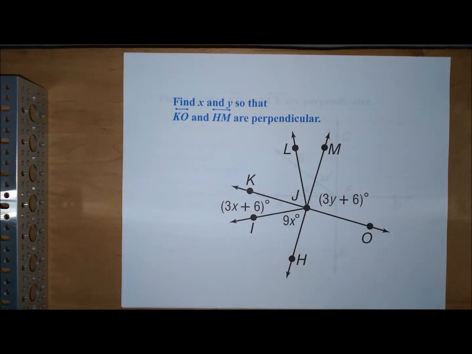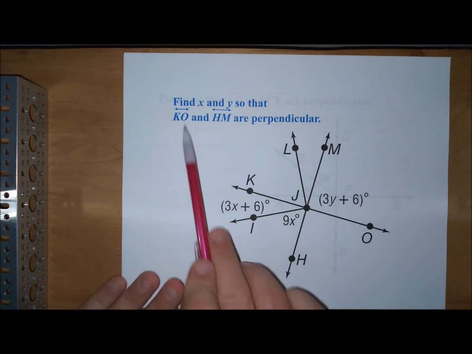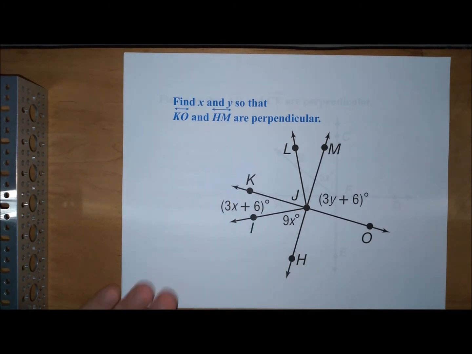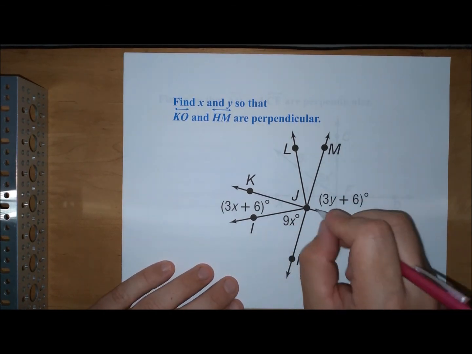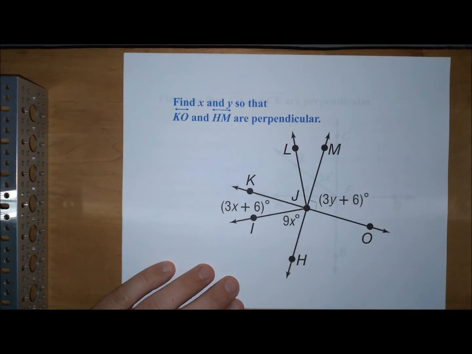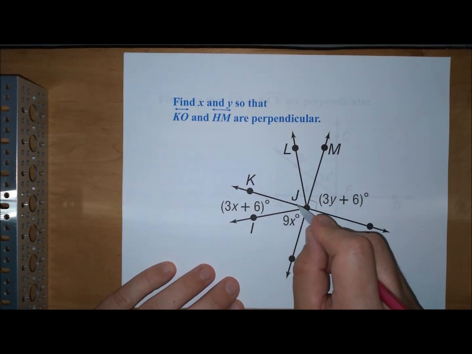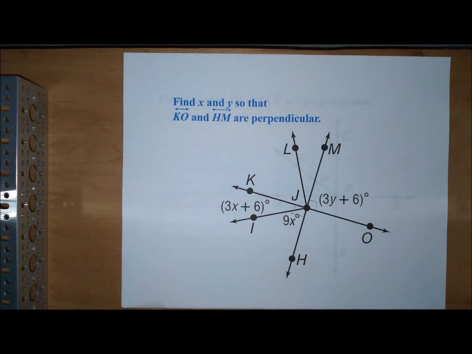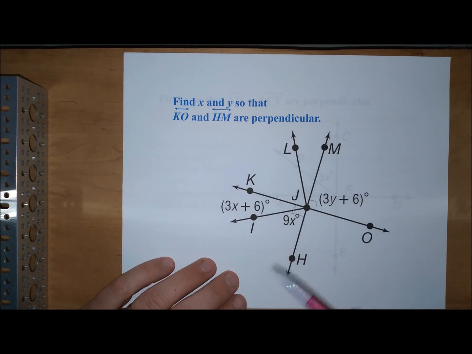Could we find x and y so that line KO and line HM are perpendicular? Okay, so here's line KO, here's line HM, and we want them to be perpendicular. What would have to be true? If they're perpendicular, that would have to be a right angle, as would this, right? So could we find x and y so that that condition would be true? What do you want to go after first, x or y? Let's take them in alphabetical order.